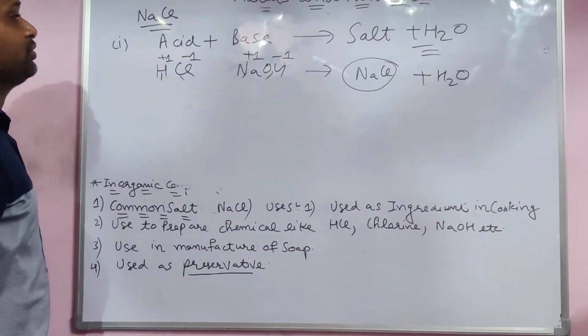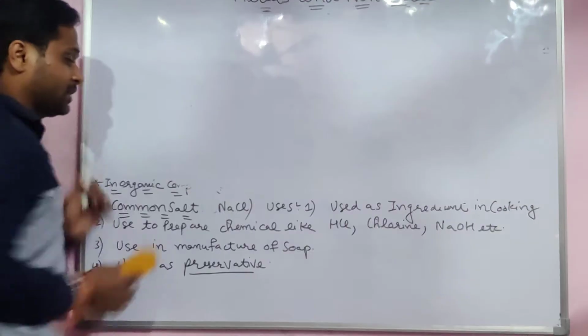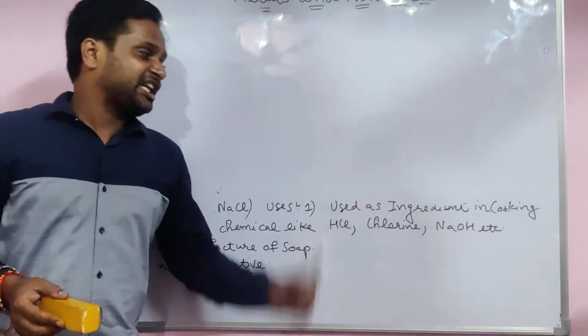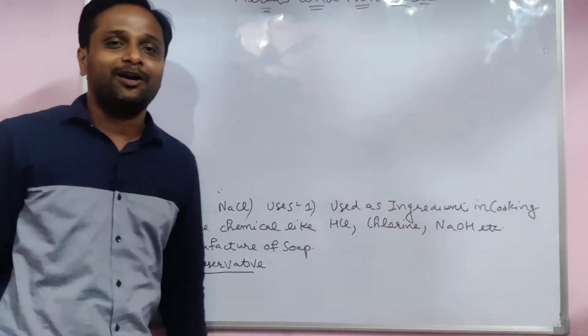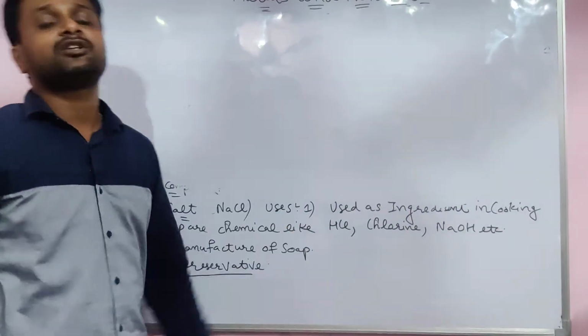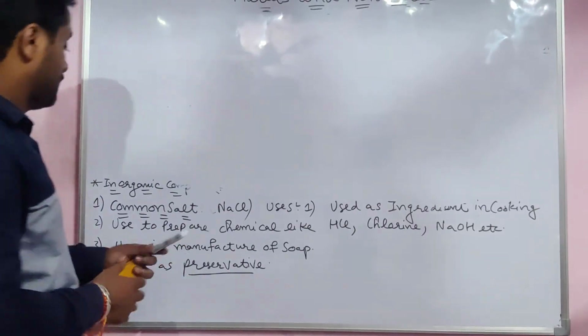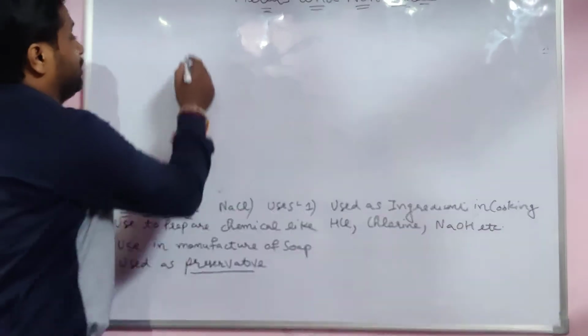So now we have to see the uses of sodium chloride one by one. First, it is used as an ingredient in cooking. You already know we use salt in vegetables during cooking. It is also used to prepare chemicals like HCl, as you have already seen.